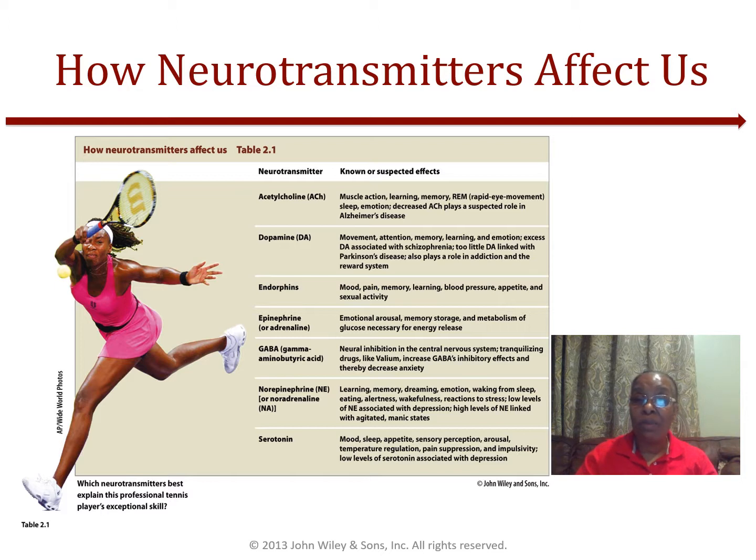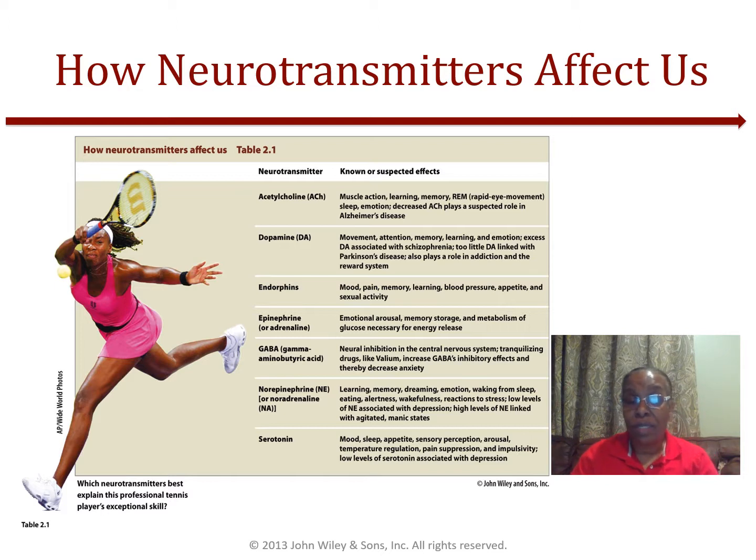Research has been able to demonstrate that too much dopamine has been associated with the mental disorder of schizophrenia, whereas too little dopamine has been associated with Parkinson's disease. Okay, it also has been shown to play a role in addictions, as well as how we feel when we're rewarded for something.